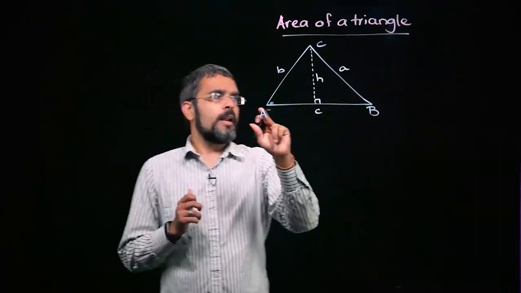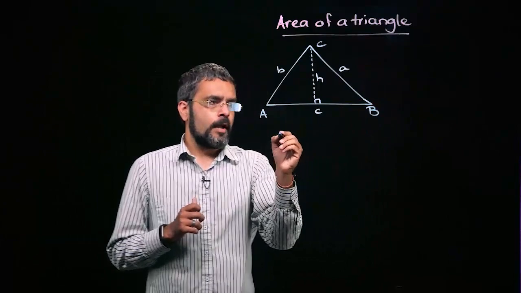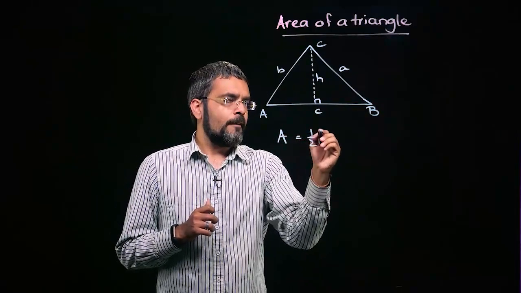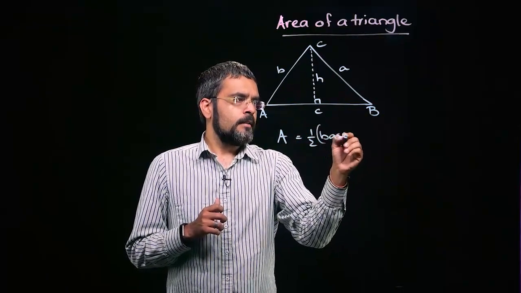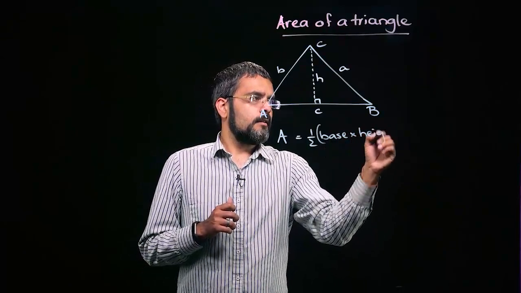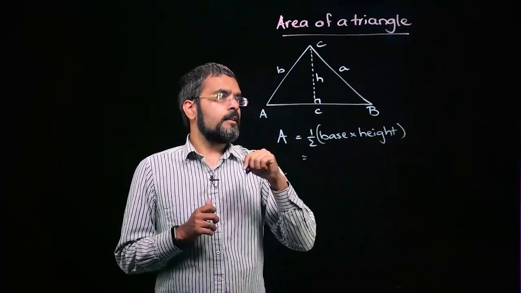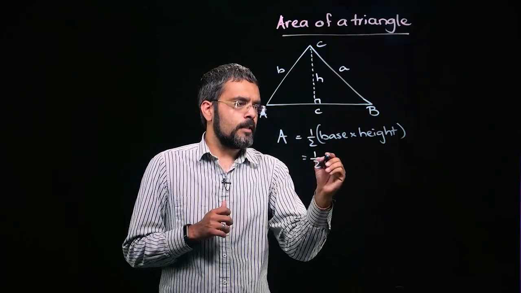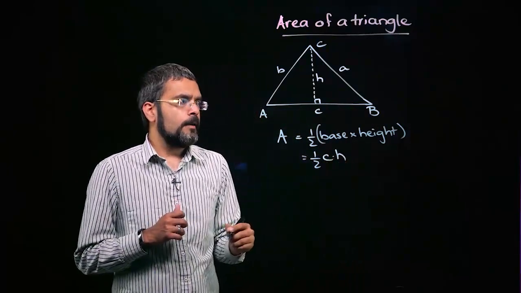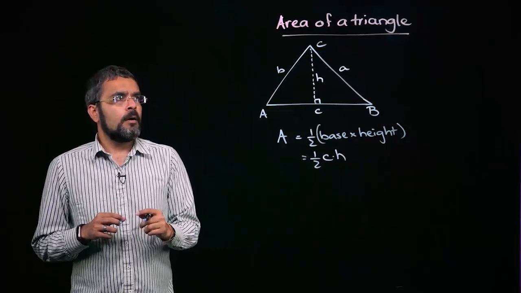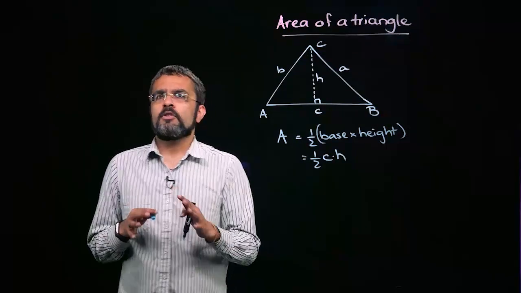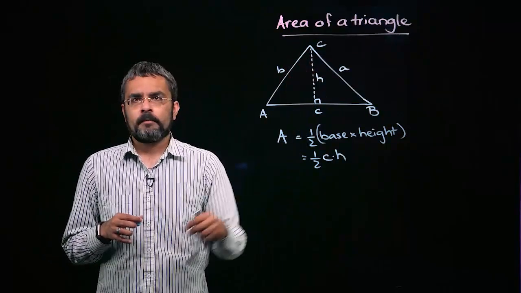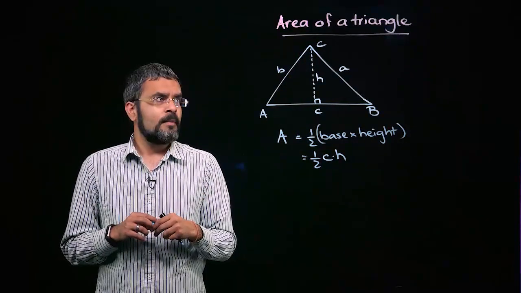And so you would say, well, it's 1/2 base times height. So the area of a triangle is given by 1/2 base times height. In our case, this is your base, so that's 1/2 C times H. Now, typically when we're given triangles, we're not given the height. So what do you do if you're not given the height?